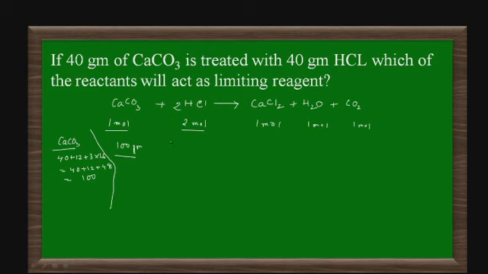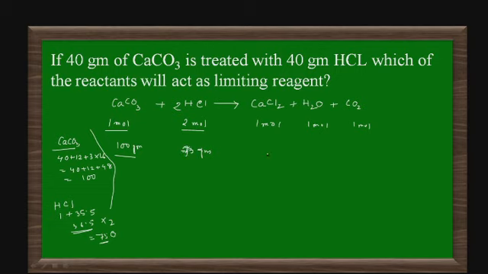Now again you need to calculate the molar mass of HCl. For hydrogen 1 and for chlorine 35.5, that is 36.5, but here it is 2 mole of HCl, so 2 into 36.5, you need to multiply it with 2. The answer will be 73 gram. So here that means 100 gram calcium carbonate reacts with 73 gram HCl.